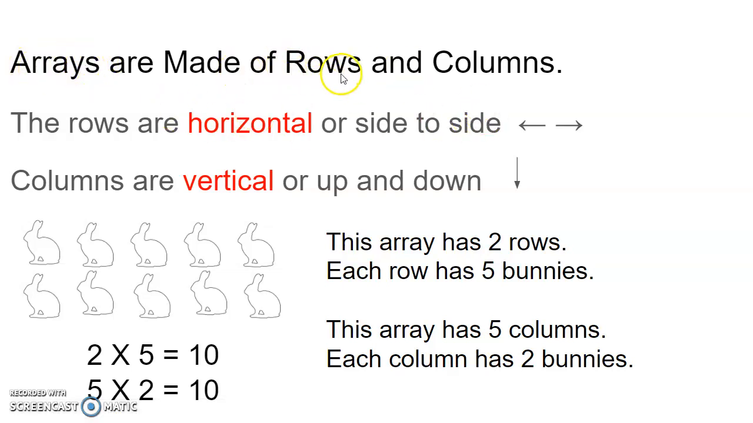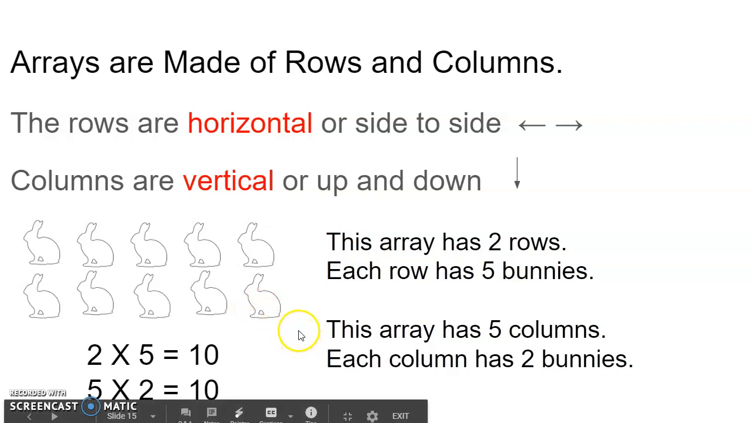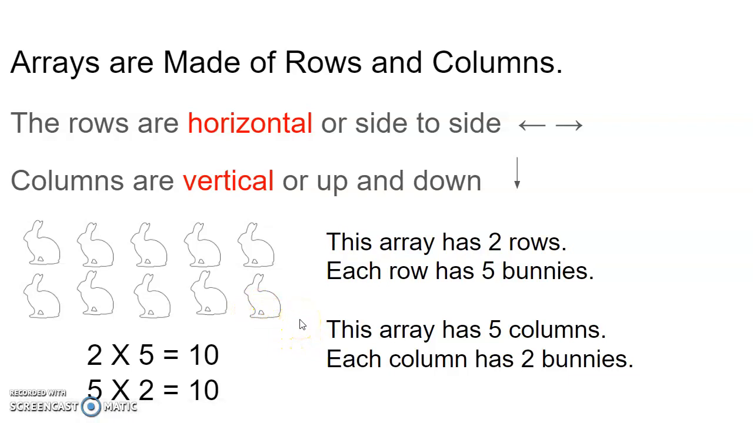Arrays are made of rows and columns. Okay, so I created an array down here. You've probably seen them before, but basically any rectangular shape that's made out of items that are arranged in orderly rows and columns. So the rows are horizontal or side to side. Each of these rows in this array has 5 bunnies in it, and there are 2 rows. So 1 row and 2 rows. So each row has 5 bunnies.